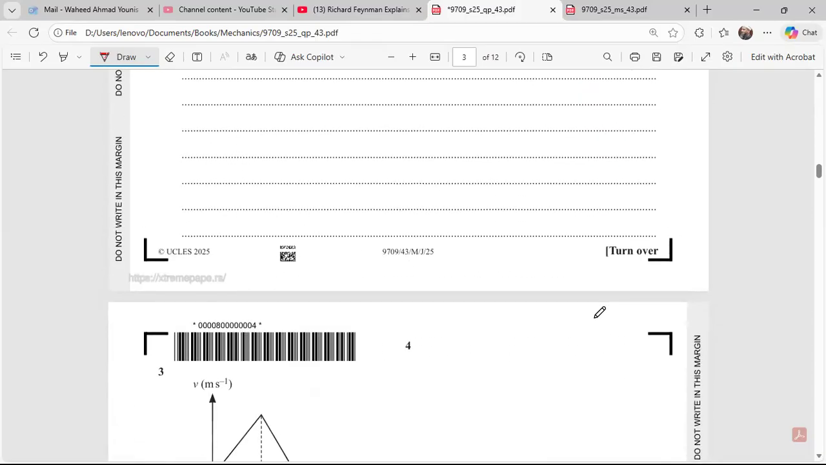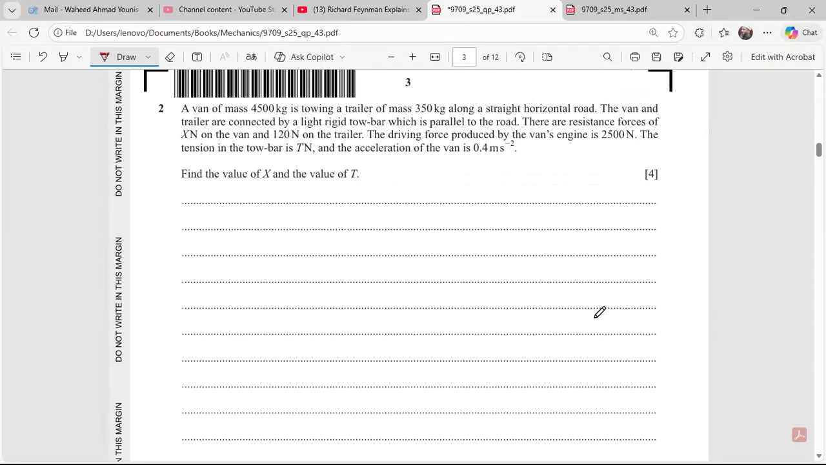Okay, question number two. I will wait only one part. This is interesting. The scenario is that on a flat road, there's a van going on, and the van is pulling a trailer. The mass of the van is 4,500 kilograms, and mass of this trailer is 350 kilograms.